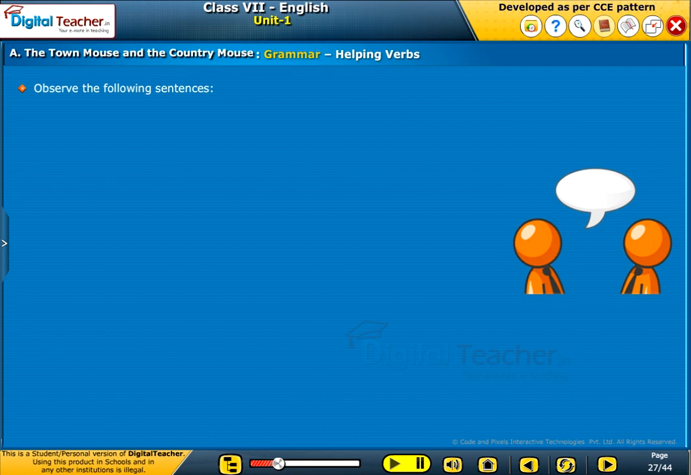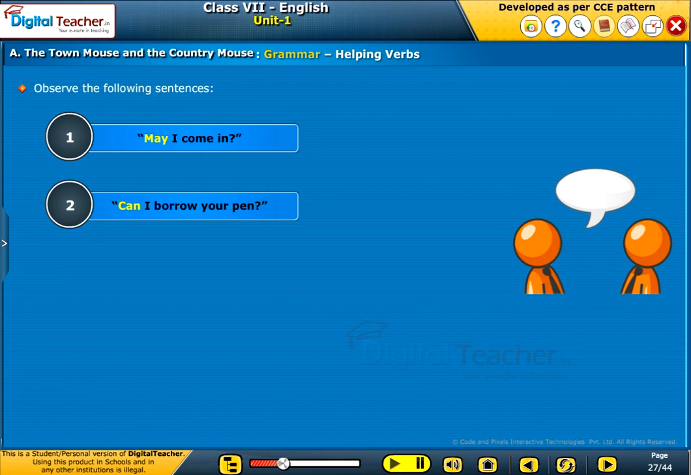Observe the following sentences. May I come in? Can I borrow your pen? These are the ways of seeking permission. In the first sentence, the helping verb may is used for seeking permission in a formal way to enter into the class. In the second sentence, the helping verb can is used to seek the permission in an informal way to borrow a pen from others.